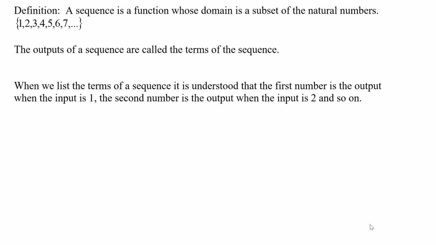So we'll start with just some vocabulary. A sequence is just a function whose domain is a subset of natural numbers. Typically you could use 1, 2, 3, 4, and so on, or 0, 1, 2, 3, 4. You could start at 0, you could start at 1, not a big deal. We're going to start at 1. The outputs of a sequence are called the terms of the sequence. When we list the terms of the sequence, it is understood that the first number is the output when the input is 1, the second number is the output when the input is 2, and so on.